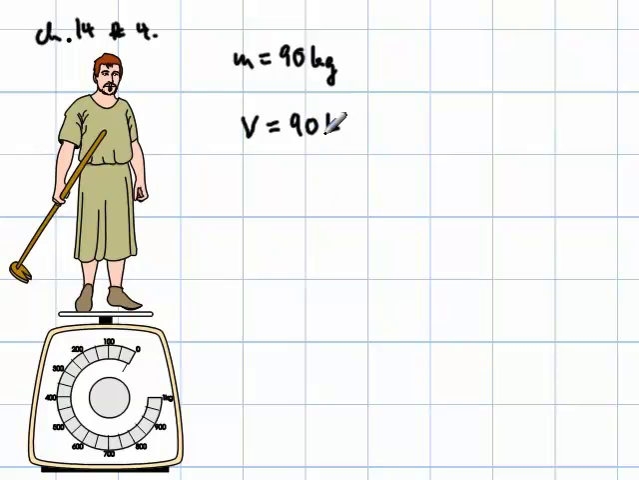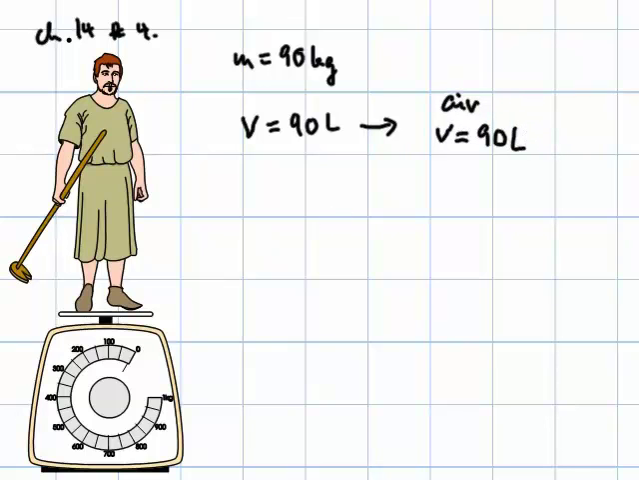Now this is my volume. As I'm submerged in air, so to say, I'm sinking in the air as low as I can. Obviously I'm not floating. The displaced volume of air is the same as my volume. So I displace as much volume of air as what my volume is. So air V equals 90 liters.